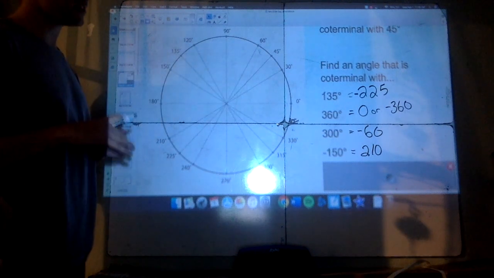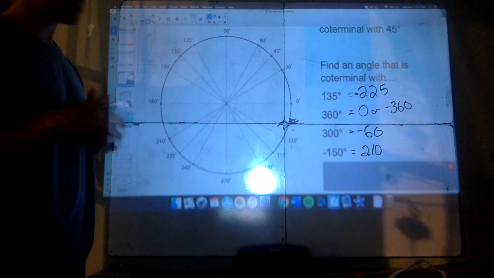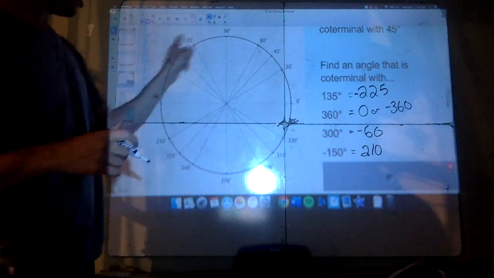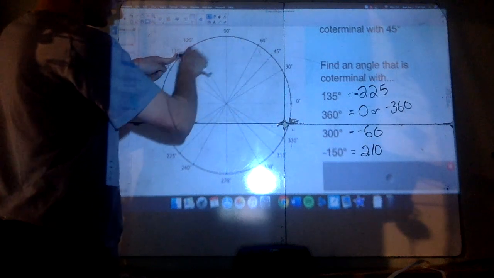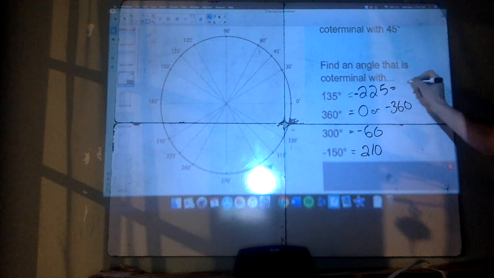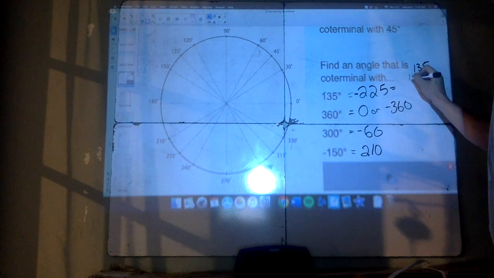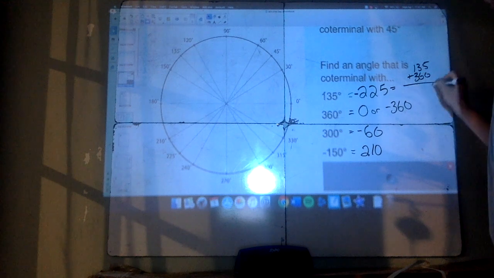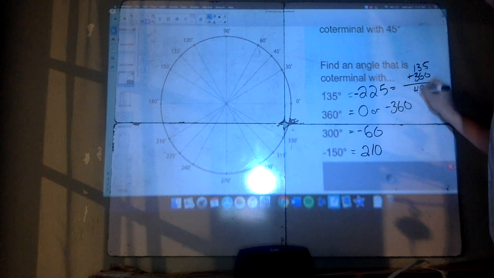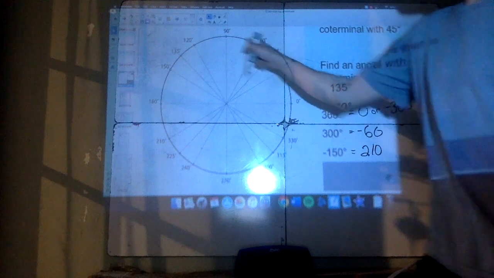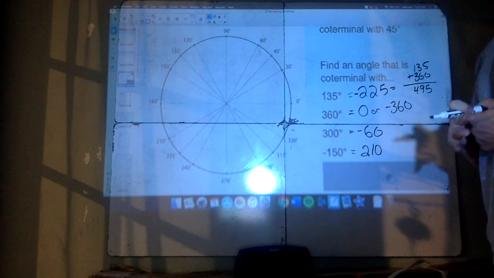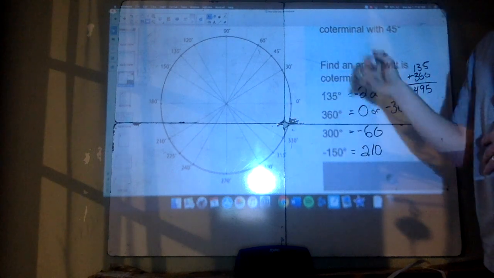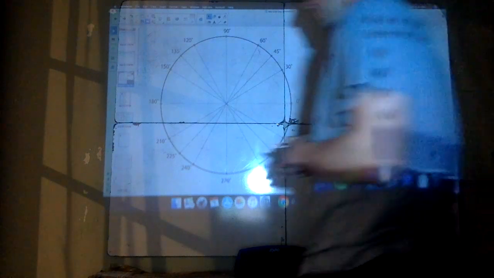So here's my answers, and it's important to note that there are actually a bunch of answers here. If I go 135 for the first one, I could go around the circle again and I would end up back there eventually. So another answer for 135 would be 135 plus another full spin, which gets us 495. That angle would also land on that point. So there's an infinite amount of possibilities here, but understanding that it's a circle and you can go forwards or backwards is important.